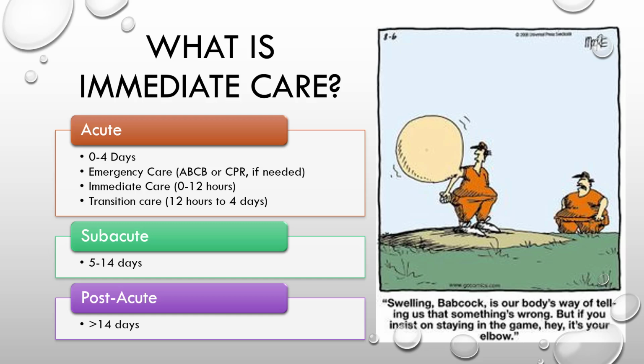Acute orthopedic injury care typically occurs in 3 stages. Acute care is 0 to 4 days. Subacute care occurs in days 5 through 14, and post-acute care occurs after 2 weeks.